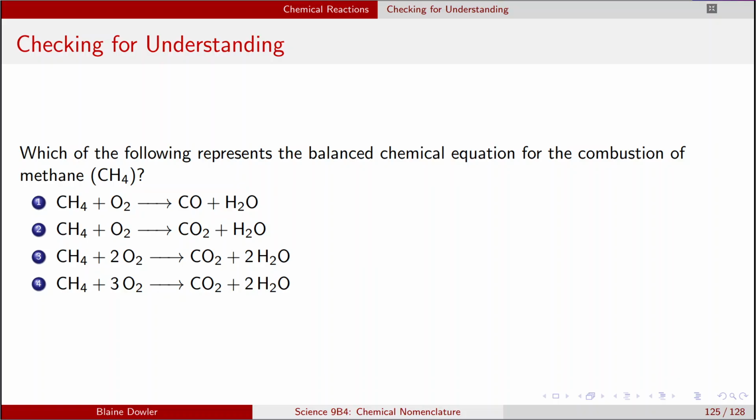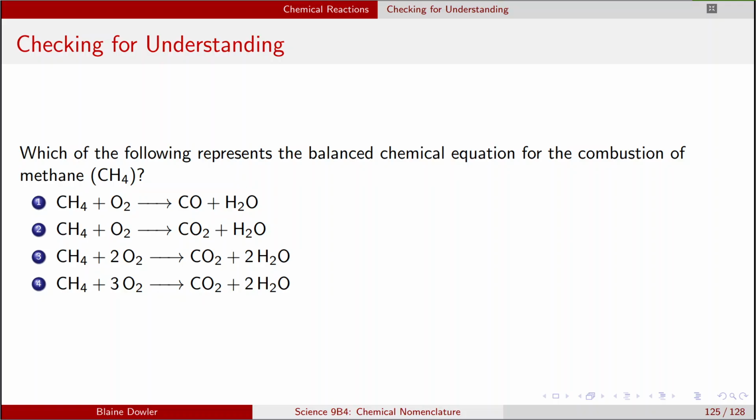3 and 4 do balance our hydrogens. 4 on the left, 4 on the right. They also balance the carbons. 1 on the left, 1 on the right. So it's going to come down to the oxygen. It's multiple choice, so we might notice that the right-hand side is identical in both, CO2 plus 2H2O.